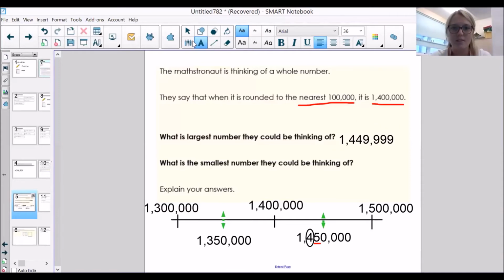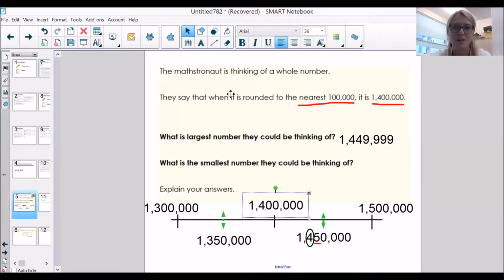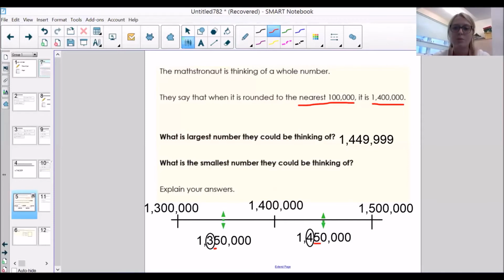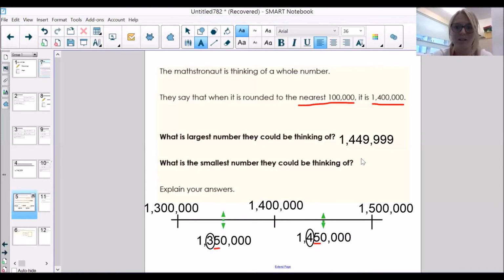Now let's look at the smallest number. Look at our midpoint between 1,300,000 and 1,400,000. Let's see whether that would round up to 1,400,000. Mark your place for the 100,000s digit, look next door. 5 or greater, add 1 more. So 5 would round up, so the 3 would round up to 400,000. So that is our smallest number it could be, because it's our midpoint.